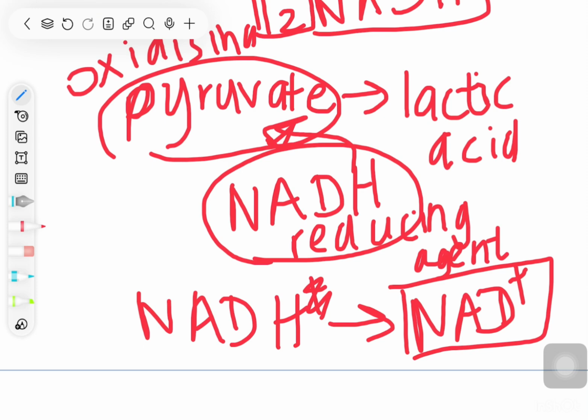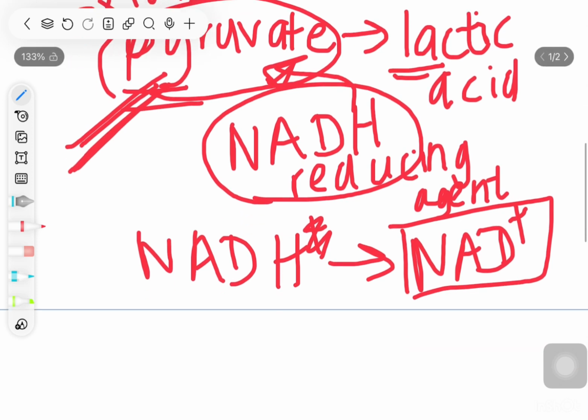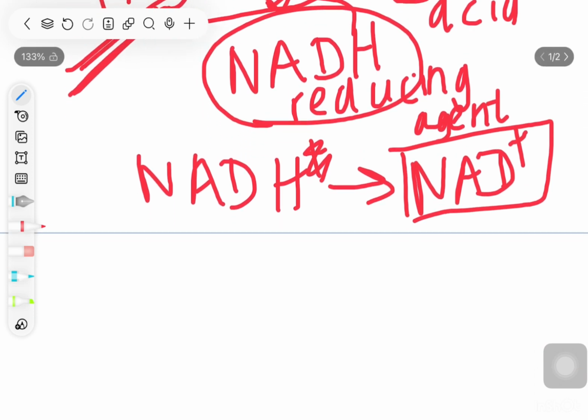So who is the final hydrogen acceptor? The final hydrogen acceptor is going to be the pyruvate molecule, right? This is our final hydrogen acceptor. And remember, in this process, a carbon dioxide molecule is not released because the carbon number doesn't change in pyruvate and lactic acid. Okay? Alright, so now we should know who are the organisms that carry out lactic acid fermentation.